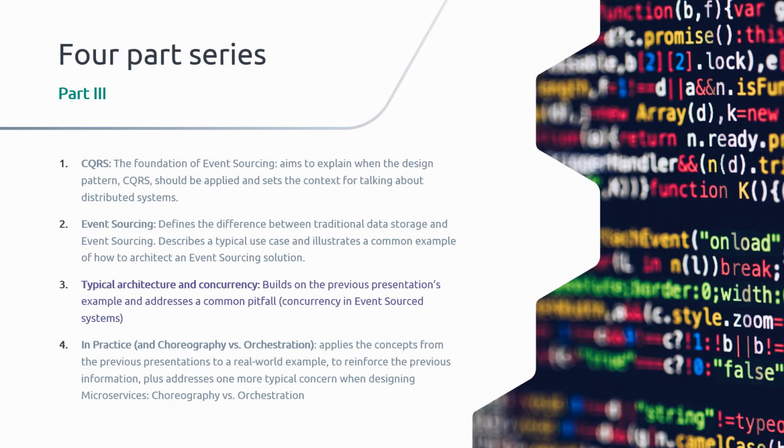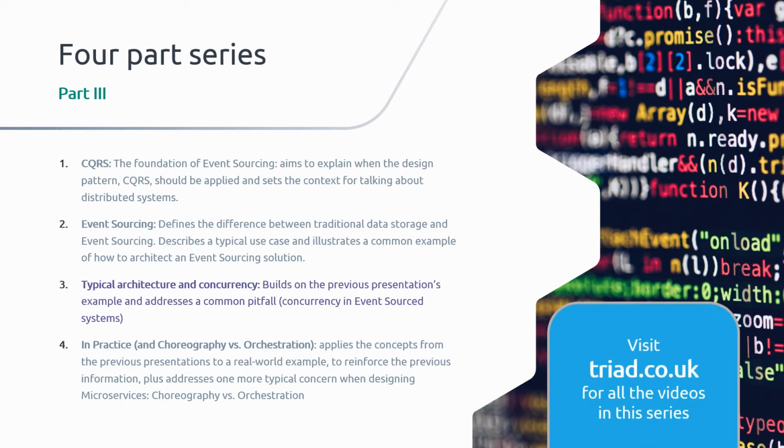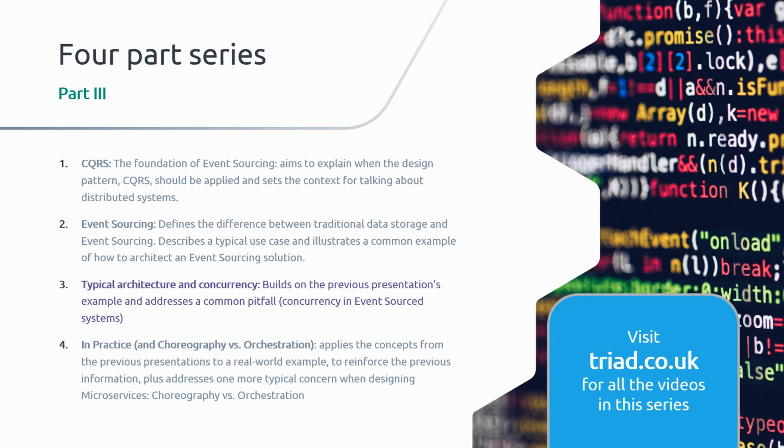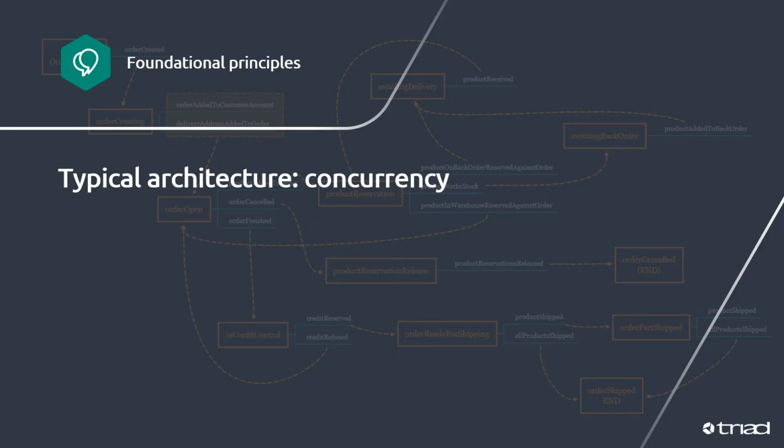You may have already watched parts 1 and 2, covering the foundational principles of CQRS and event sourcing. This 5-minute video talks about how we handle concurrency in the event stream and a summary of a typical architecture, and the following presentation demonstrates event sourcing in practice, including a note on choreography versus orchestration. So, let's talk about concurrency.